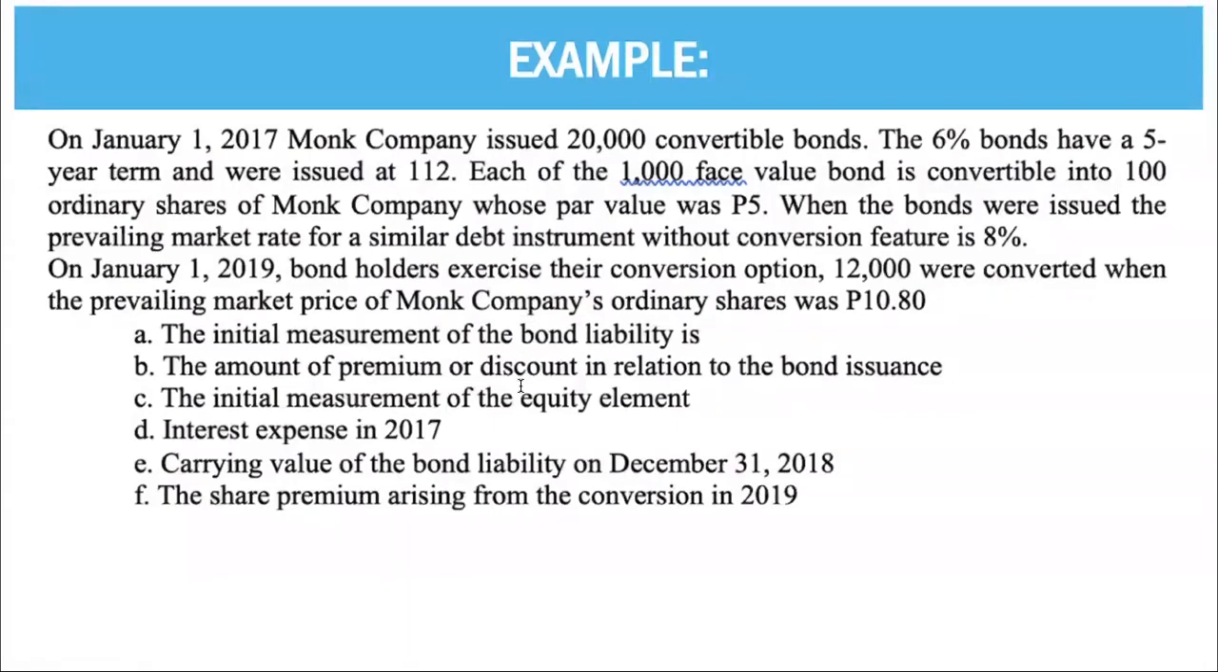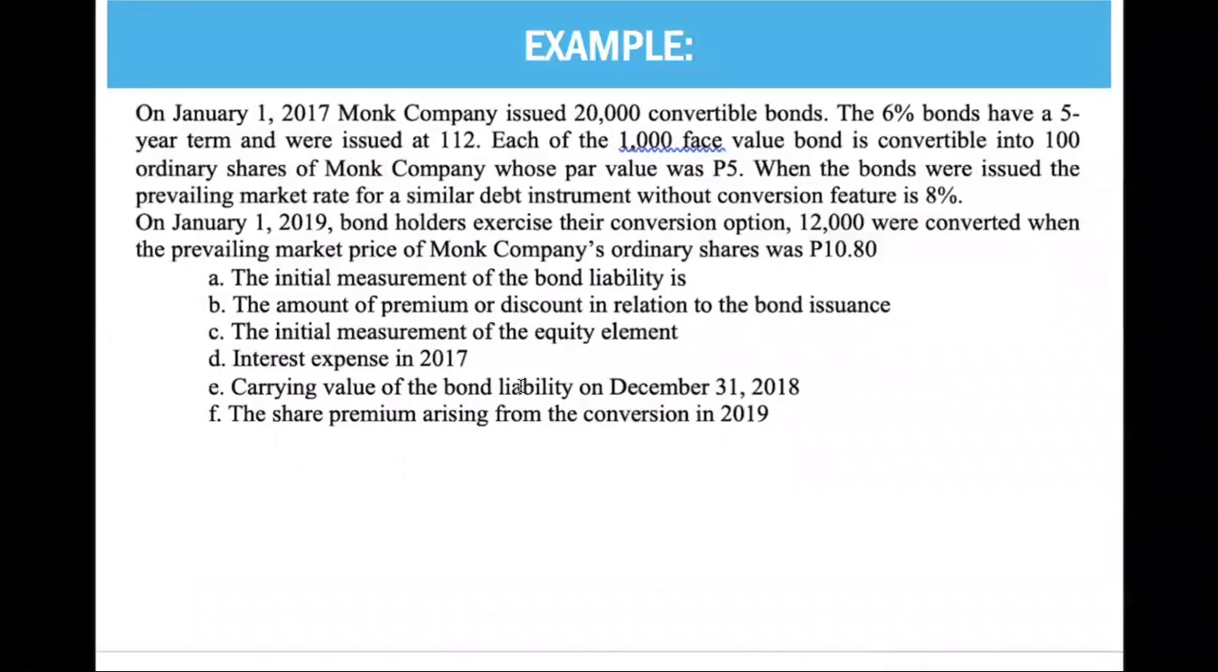Okay, so first is split accounting. In getting your split accounting, it is issue price less the present value of your liability. So what is our issue price? The 20,000 convertible bonds with 1,000 face value were issued at 112. So this is 20,000 multiplied by 1,000 face value multiplied by 112%. So how much is our issue price? 20,000 times 1,000 times 112%. This is 22,400,000.